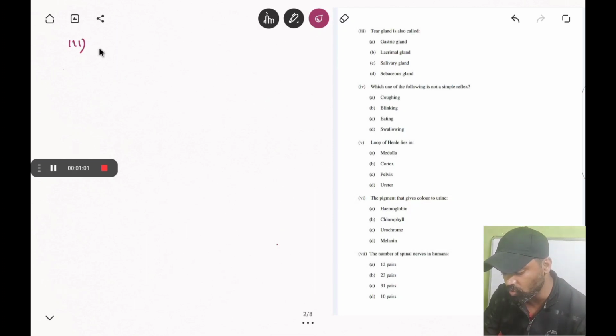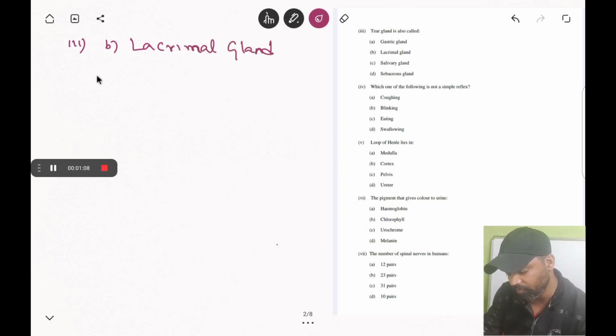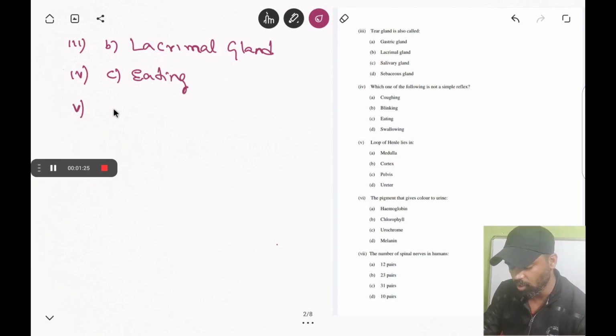Now, let us look at number 3. Tear gland is also called lacrimal gland, option B is correct. Done. Number 4. Which one of the following is not a simple reflex? Be careful with the word not. Coughing, blinking, eating. Option C is my correct option. Eating is not a simple reflex. Loop of Henle lies in the medulla, option A is correct. Just recall if you have read. These are very simple questions.